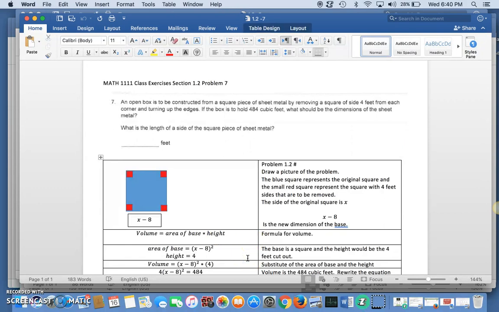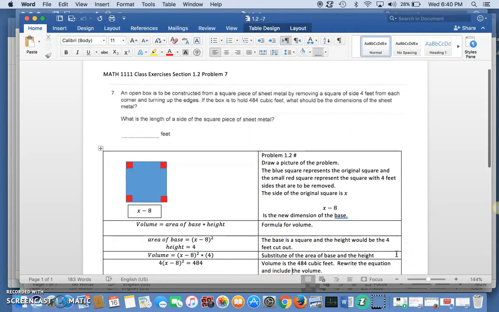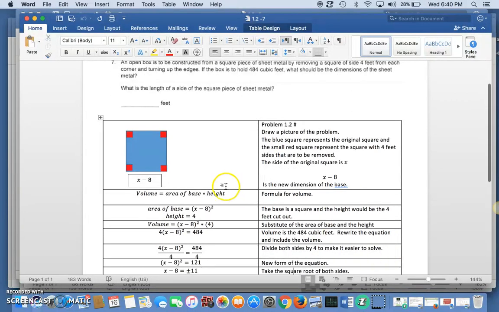The base here is a square, so to find the area of the square, it is simply a side squared. So we would take the x minus 8 and square it. The height is 4. When you square this, you could write it in a little bit different form. 4 times x minus 8 squared should equal that 484.